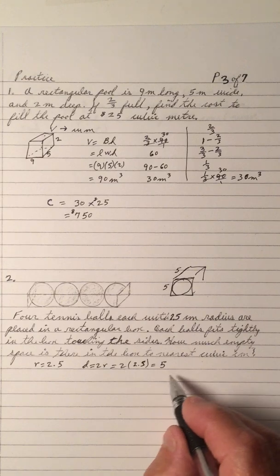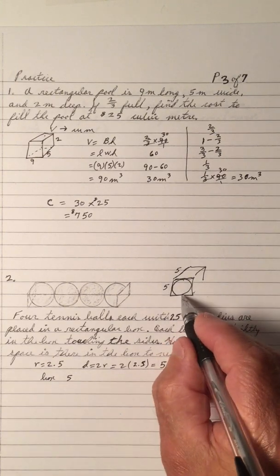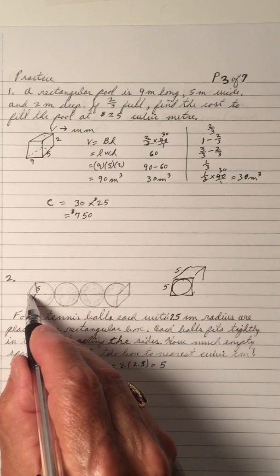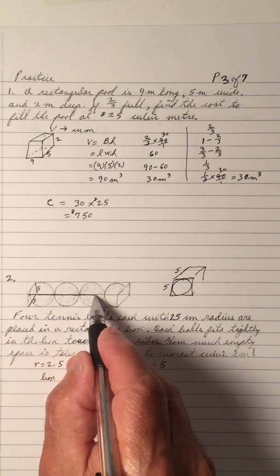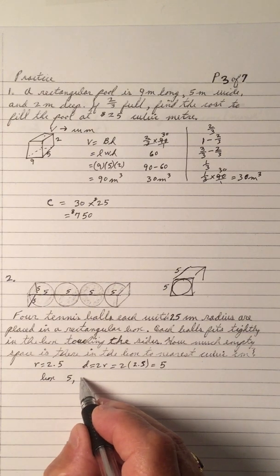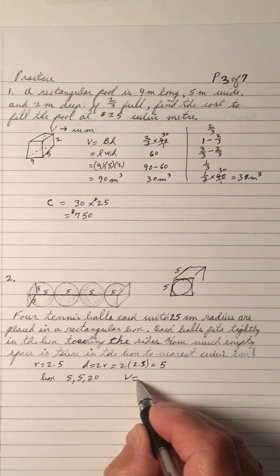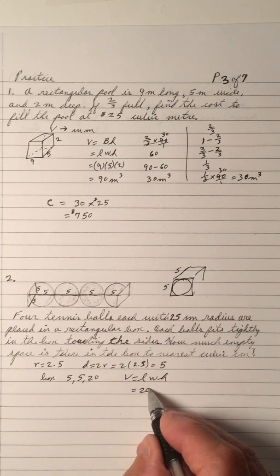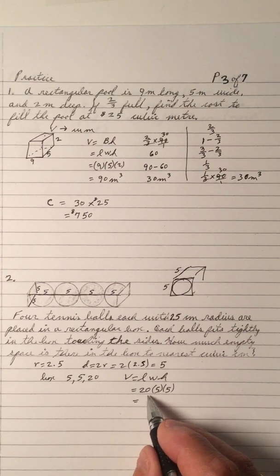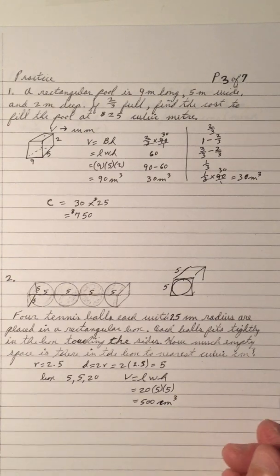So the box, if you think about it, is 5 wide right here, 5 high right here, and if the ball is touching here, that's a 5, a 5, and a 5 over to the end of the box, so it's 5, 5, 5, 5. So the box is 5 by 5 by 20. The volume of the box is length times width times height. So the length is 20, the width is 5, and the height is 5. That gives us 25 times 20, so that's 500 cubic centimeters, the volume of the box.